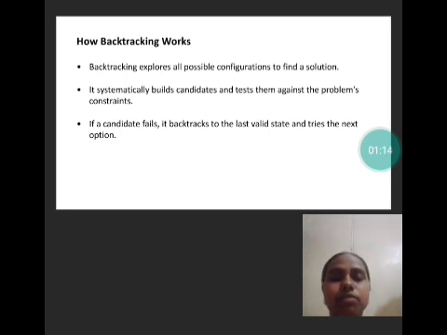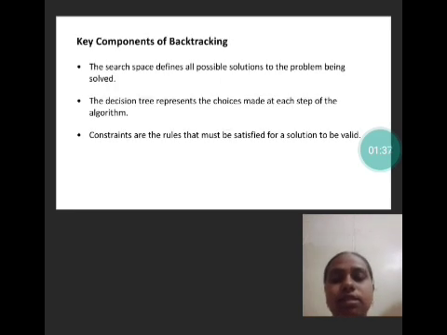How backtracking works. Backtracking explores all possible configurations to find a solution. It systematically builds the candidates and tests them against the problem's constraints. If a candidate fails, it backtracks to the last valid state and tries the next option.